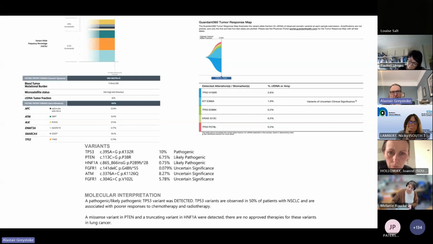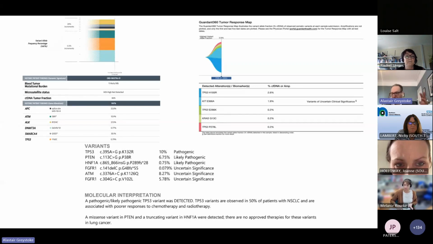So what do the reports look like? Well, this is a very busy slide. I hate it when people say that. I shouldn't have made it a busy slide. But this just gives you examples of a couple of different reports. On the top, you've got two different companies, Foundation Medicine and Guardant, who are the two main commercial companies in this area.